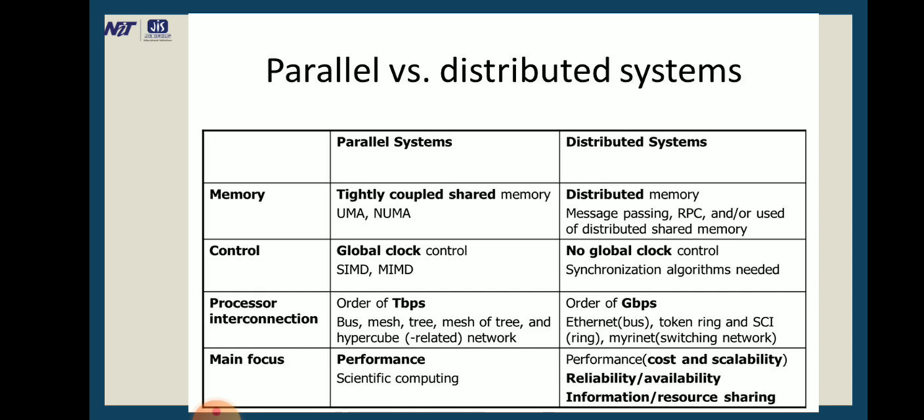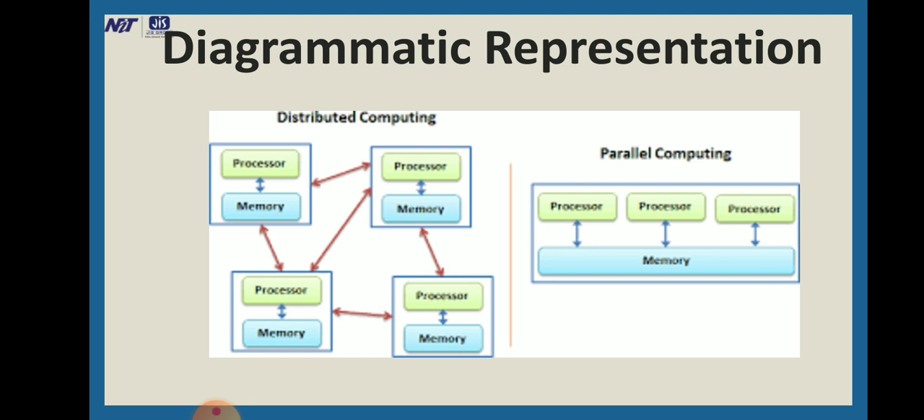Computers can have shared memory or distributed memory in the case of parallel computing. Each computer has its own memory in distributed computing. This is the diagrammatic representation of distributed computing and parallel computing. In parallel computing, there are several processors associated with a single memory, whereas in distributed computing different processors are allocated different memory. So there is a distribution of work.